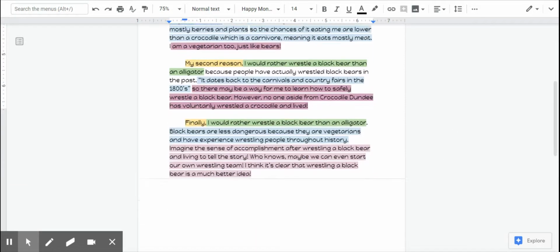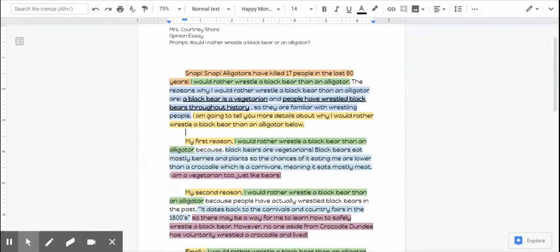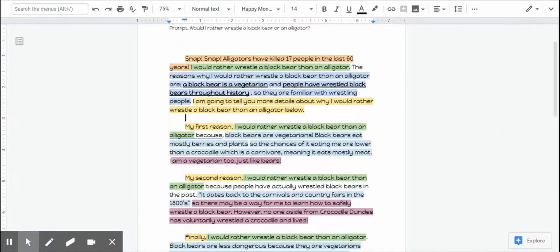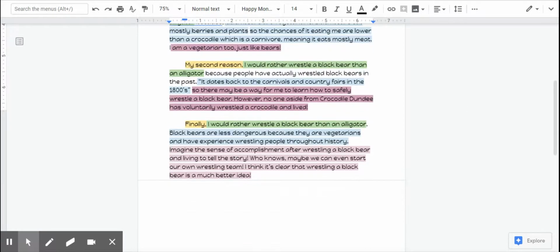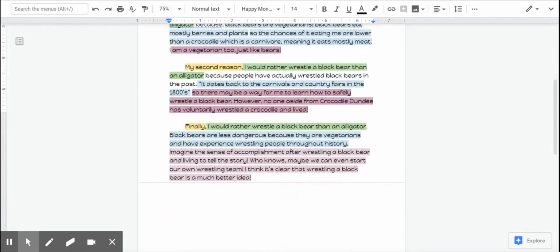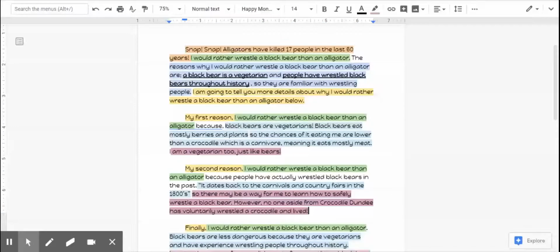So really this is all there is to it. We have one, two, three major facts. We have one, two, three, four elaborations after my facts. We have onomatopoeia. We have a hook. We're making our claim. We're adding in lots of our own ideas. So this is all there is to it.